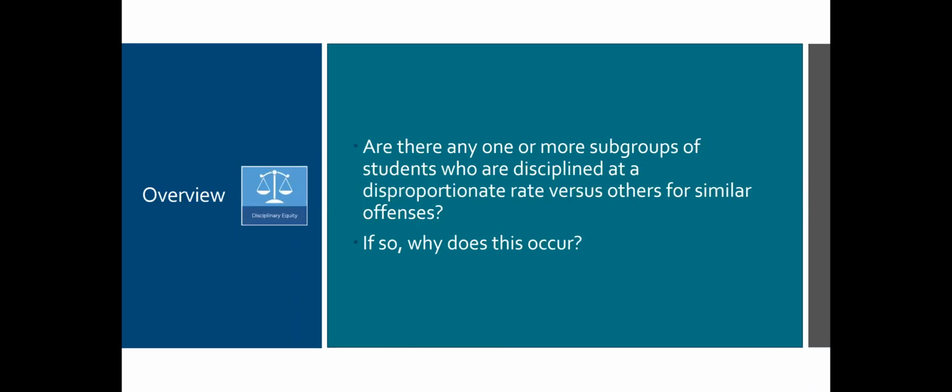So as we think about these questions around disciplinary equity, we have to ask ourselves, are there any one or more subgroups of students who are disciplined at a disproportionate rate versus others for similar offenses? And if so, why does this occur? And those are some of the root cause analysis processes that would be highly important. And if we reflect back on the data practices webinar, there are skills and tips that can help us understand how important that root cause analysis can be.